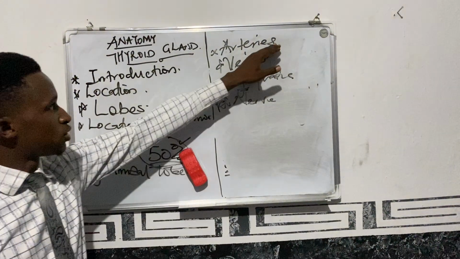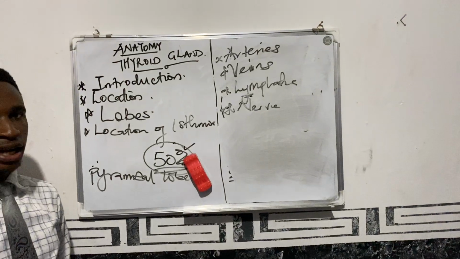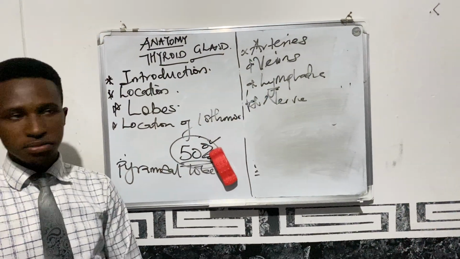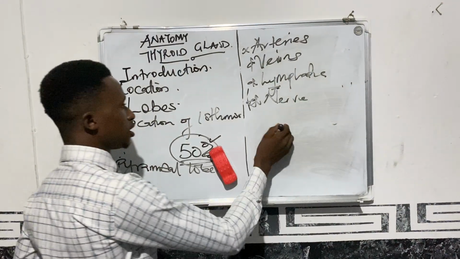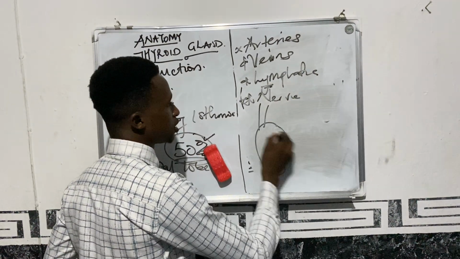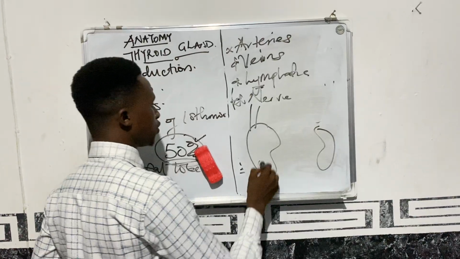Talking about the arteries supplying the thyroid gland, the arteries supplying the thyroid gland are majorly 2. The first one is called the superior thyroid artery, and the other is called the inferior thyroid artery.